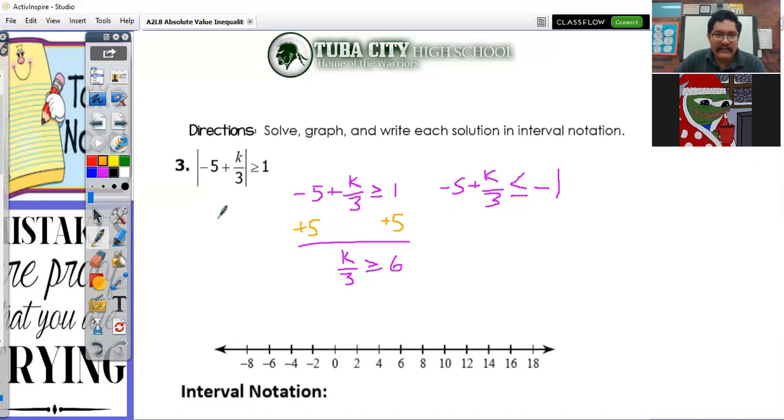All right, so let's keep solving it. Since this k is being divided by 3, I'm going to do the opposite of divide by 3. Now remember, that's divided by 3. We divided by 3 in order to get 6. So to cancel it, 3 divided by 3 is just going to be 1, identity property. K is going to be greater than or equal to 18.